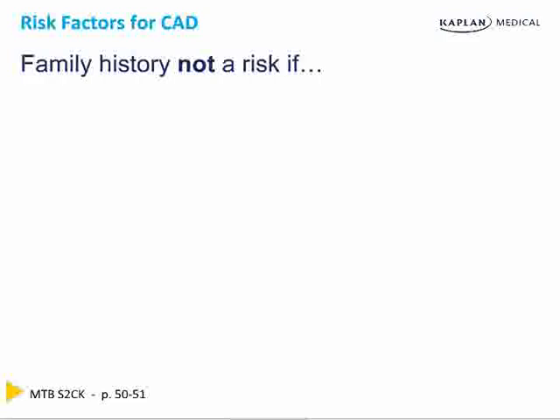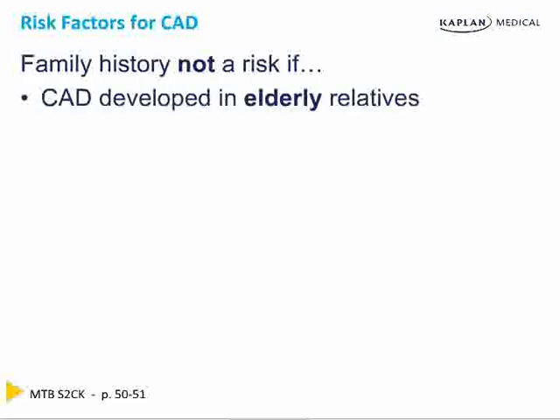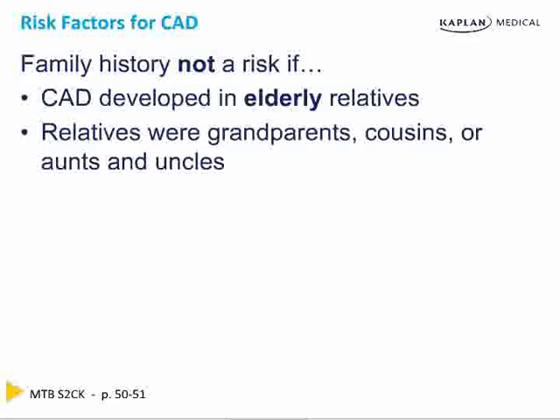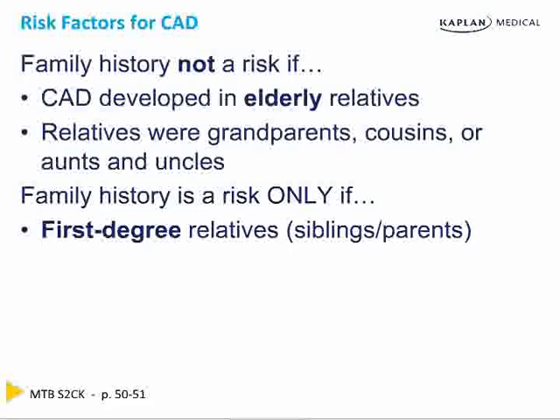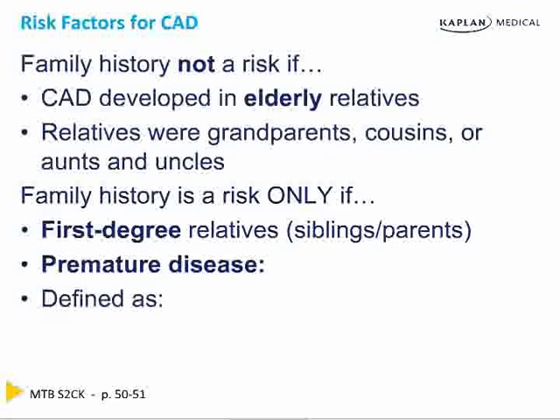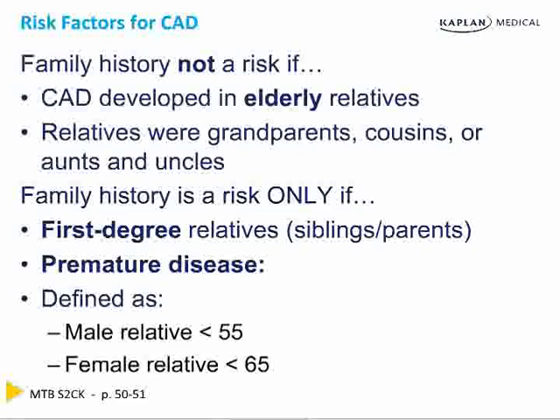Family history is not a risk factor if that family history developed in elderly relatives. If your mother, father, aunts, and uncles, and your dog all have coronary disease at the age of 80, it doesn't count as a risk for you or for the patient in the question on your test. It does not matter if it's in grandparents, cousins, aunts, and uncles. It's only a risk factor if it's first-degree relatives, siblings, and parents, and if that disease is premature, defined specifically as a male relative under 55 or a female relative under 65.